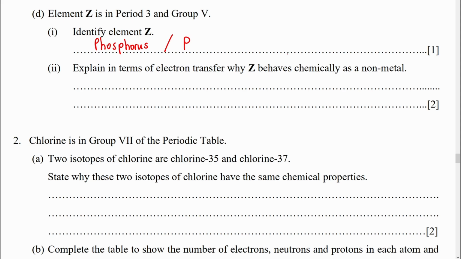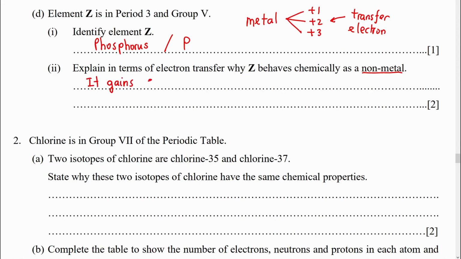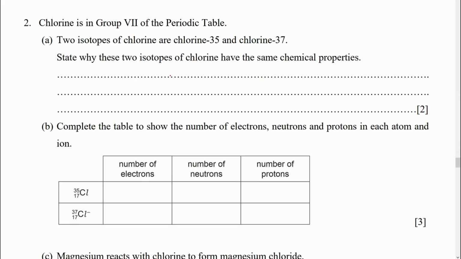If you still remember in the notes, all metals, the charge of the ion consists of positive 1 or 2 or 3. Okay, so that means all metals transfer electrons. While Z here behaves chemically as a non-metal, so that means it gains electrons, right? So you can say because it gains electrons when forming an ion. Okay. Next, question 2, part A.